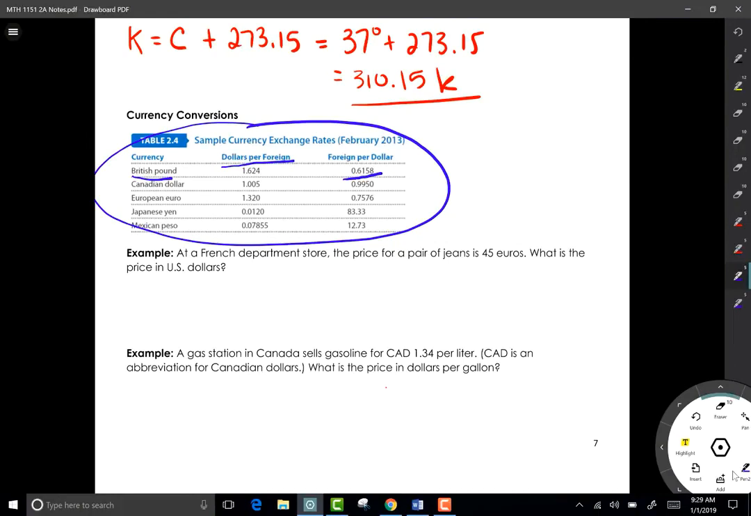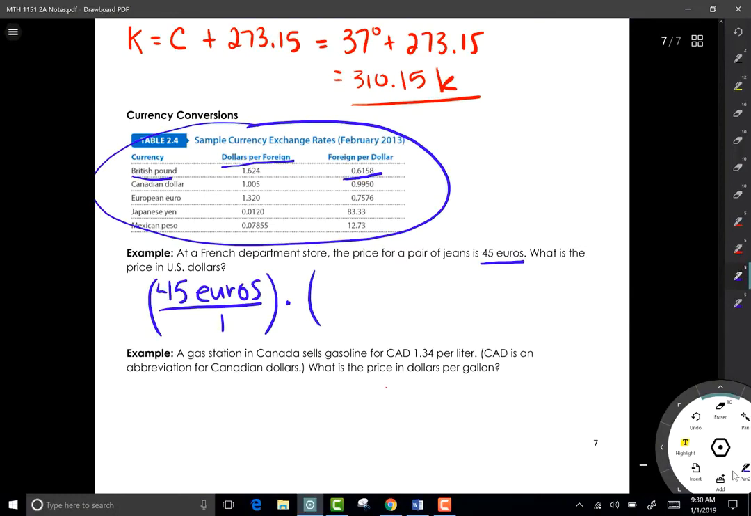So the first example says, at a French department store, the price of a pair of jeans is 45 euros. What is the price in US dollars? So this is what we're trying to change into US dollars. So this is what we're going to start with. Now I have to change euros to US dollars. So I want to use either this conversion or this conversion factor. Doesn't matter which one. I'm going to stick with the 1.320. I'm going to use the first column.